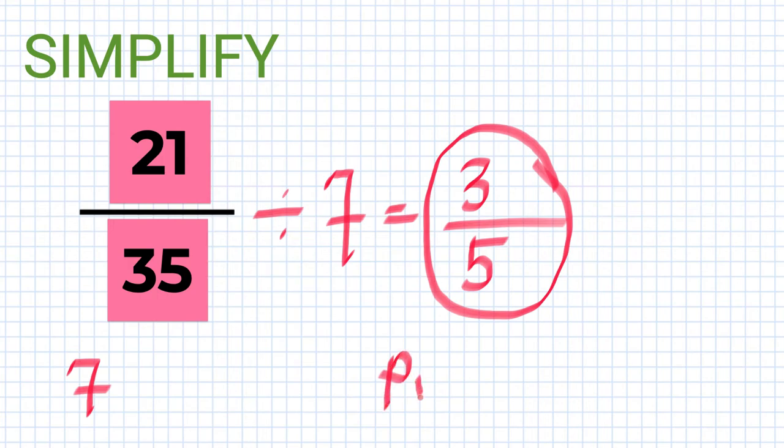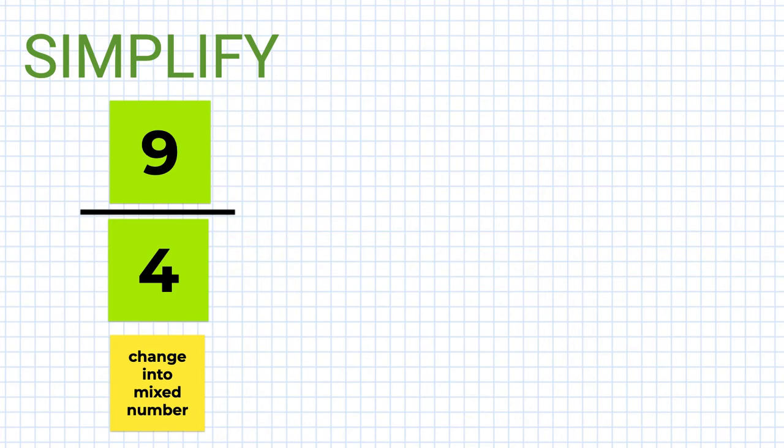Okay, that's great. Now, how about the next example? Let's look at it. What kind of fraction is this? Okay, that's great. This is an improper fraction. Improper, simply because the numerator is greater than the number below, which is 4. So 9 is greater than 4. So therefore, this is an improper fraction. Now take note, when we simplify improper fractions, we need to change them into a mixed number.